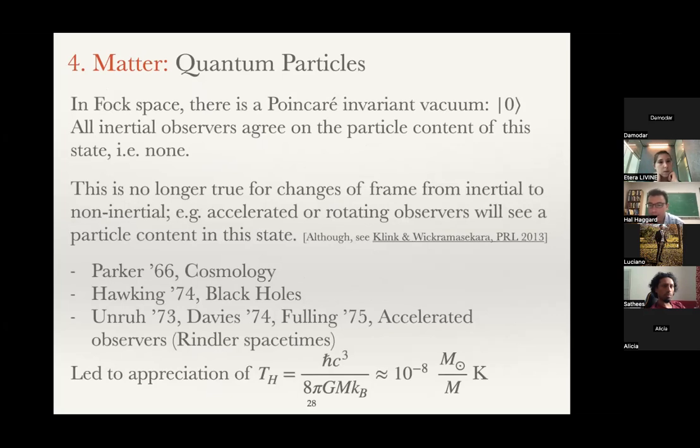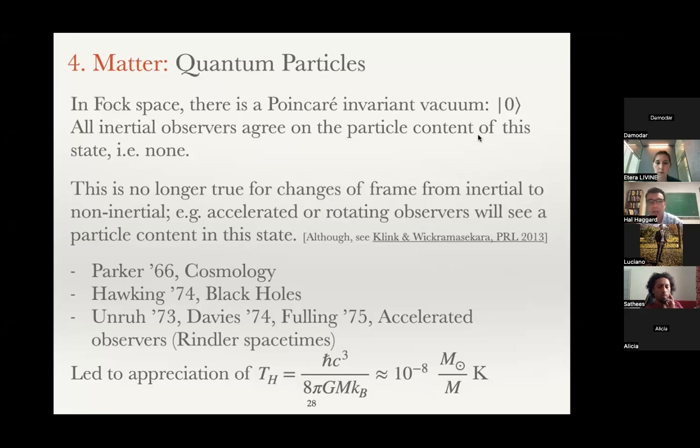Just a few more comments on this, because I think you can get a pretty nice, accessible way of thinking about this. In Fock space, so in the space of standard quantum field theory, there's a symmetric vacuum that we use to understand the theory. It's completely Poincare invariant. I can make translations, boosts, rotations, and always that vacuum state has 0 particles. All inertial observers agree on the particle content of this vacuum, and it means that we know what we're talking about when you and I are moving in different inertial ways, and we can agree that there are no particles in our vacuum.